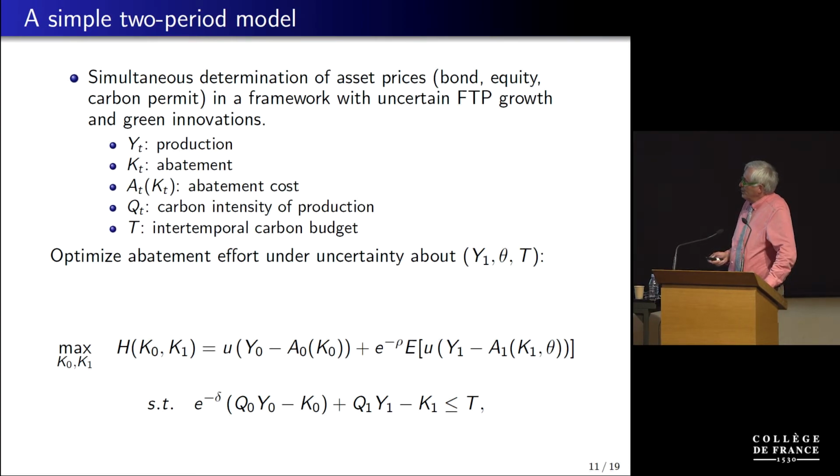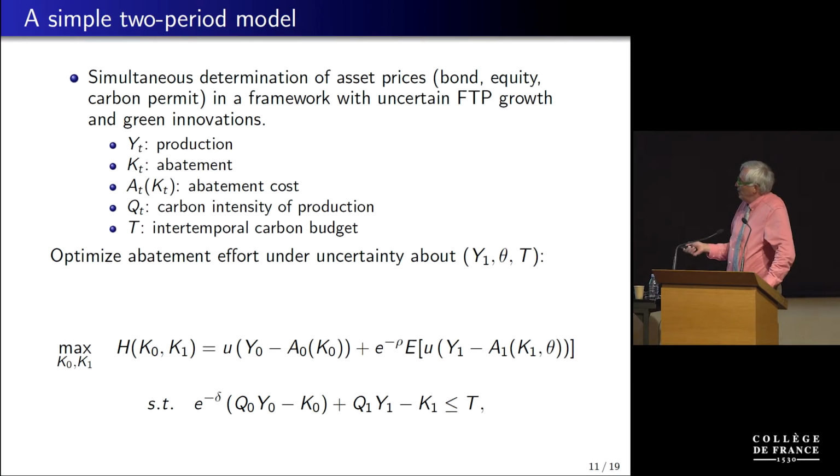Source of uncertainty. Well, what are the sources of uncertainty? GDP in the second period, production in the second period is uncertain. There is uncertainty about the total factor productivity. There is uncertainty about the technology available in the second period. The theta is a parameter that affects the abatement cost function in the second period. So there is technological uncertainty in this model.